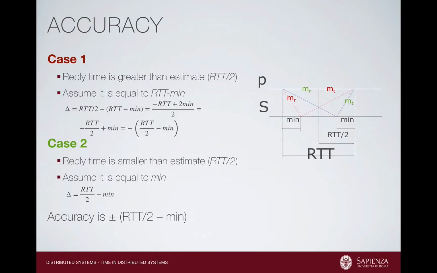The first worst case is the one in which the message that you send to the server is really fast. So MR is the red case, MR is really fast and reaches the server, and then the message from the server to you is really slow. In this case, the error that you make, if you look at the figure, is the difference between min and the middle of the segment, that is the segment that represents round trip time.